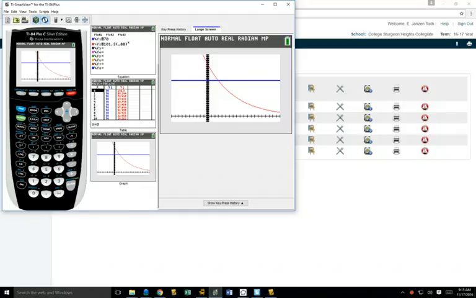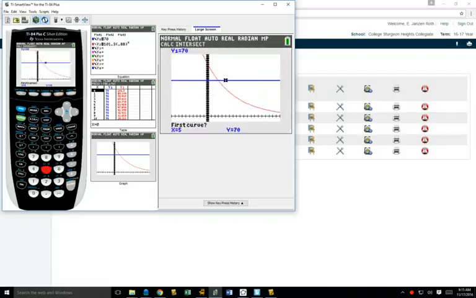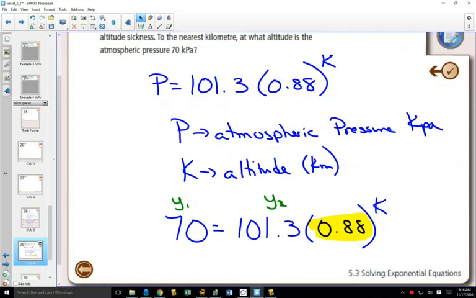So when we calculate the intersection, first curve, second curve, and guess, we get 2.9 kilometers, 2.89. So K, does it say to the nearest kilometer? So to the nearest kilometer, at about 3 kilometers, your atmospheric pressure is 70 kilopascals. I'm going to write down your question here, and then I want to talk about this a little bit more.